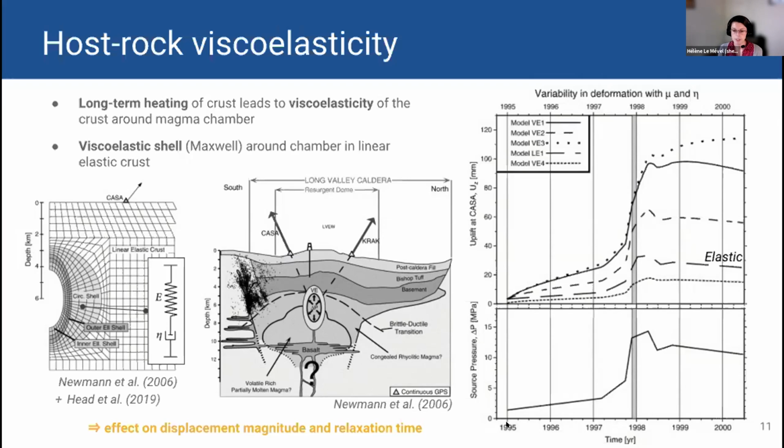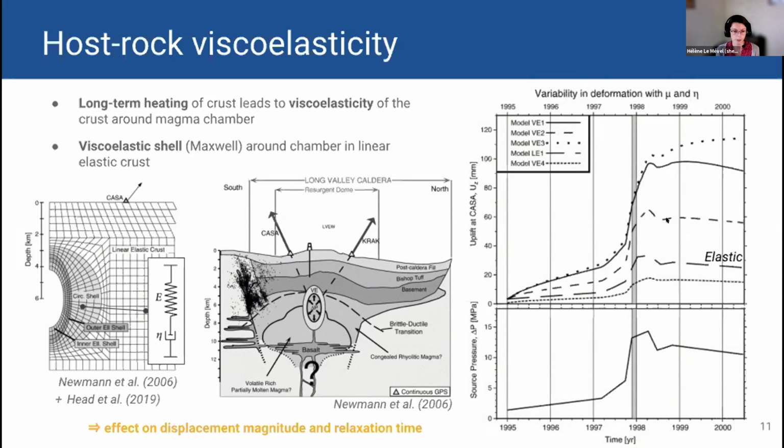And the main effect of adding this time-dependent deformation is that compared to a purely elastic model, the viscoelastic shell creates more displacement. So the pressure required to reproduce the observed surface displacement is going to be much lower. Here, purely elastic models needed very high and unrealistic pressure change, actually higher than the lithostatic load.